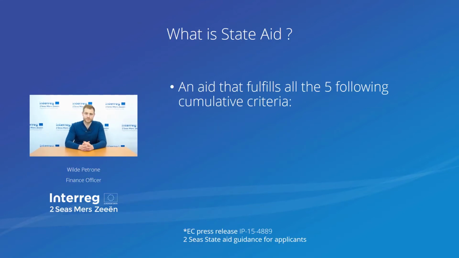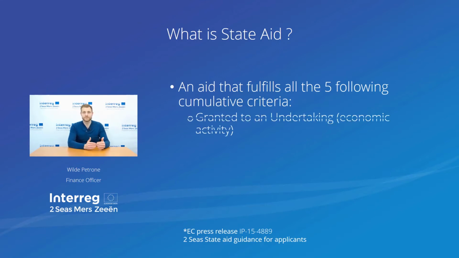First, let's try to define state aid. State aid is defined under article 107.1 of the treaty. Instead of giving you this very lengthy definition, I've preferred to define it through five cumulative criteria that all have to be fulfilled in order to be considered state aid. So if one is not fulfilled, as you've understood, there is no state aid.